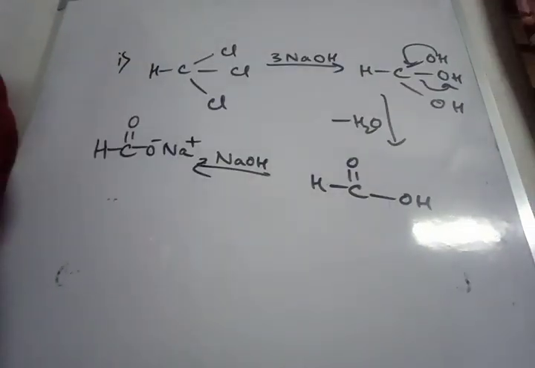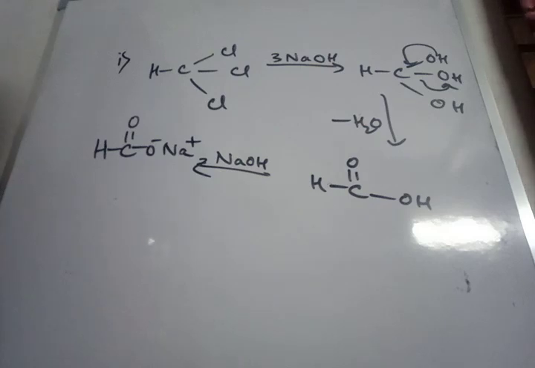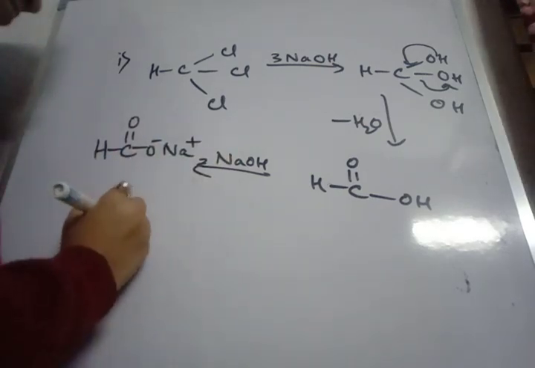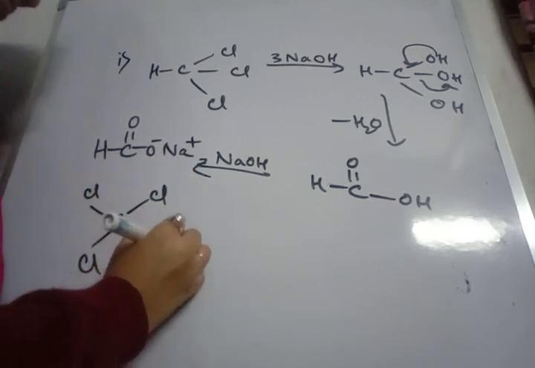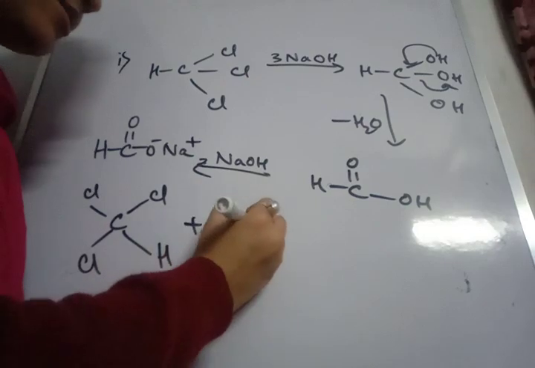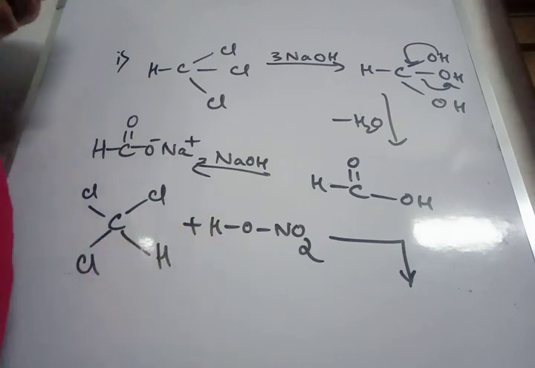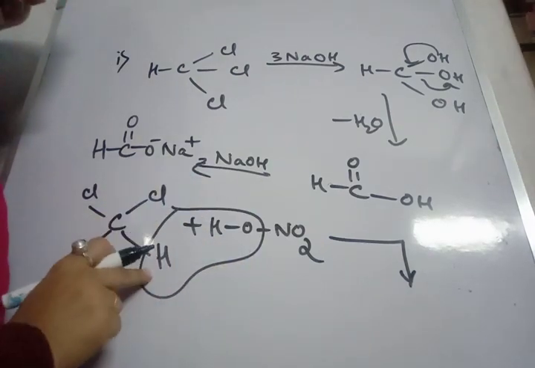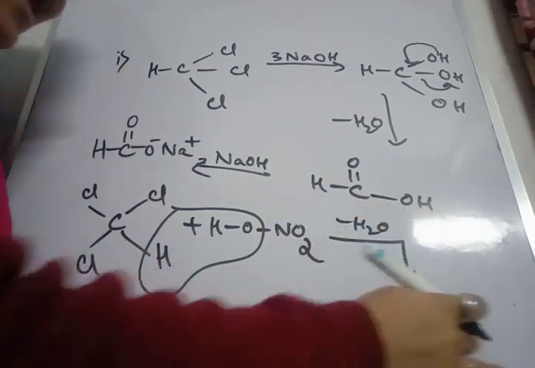Next is nitration. Nitration with concentrated nitric acid forms nitrochloroform. This is nitration of chloroform. Nitration means obviously I need nitric acid for that purpose. So water will be moving out, H from chloroform and OH from the nitric acid. So minus H2O, and we are going to get the addition product.